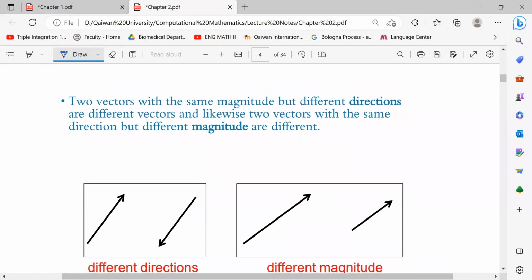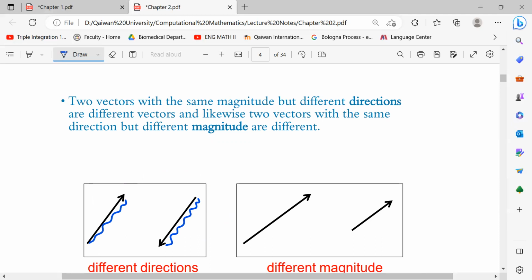When we talk about vectors, we need to think about magnitude, direction, and length. Length and magnitude are the same. Magnitude is the length of the vector. If two vectors have the same magnitude, that means they both have the same length, like this. These two vectors have the same length. This length is equal to this length.